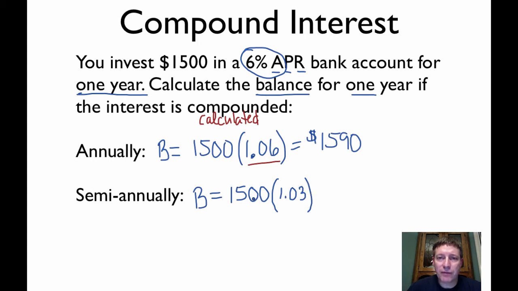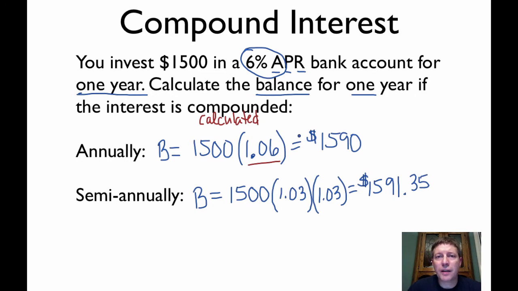That gives us half of the interest. And then at the end of the year, we're going to add 3% again, and that gives us the other half. But of course, because of the way the math works, we don't end up with $1,590. We end up with $1,591.35. So you see what's happened.